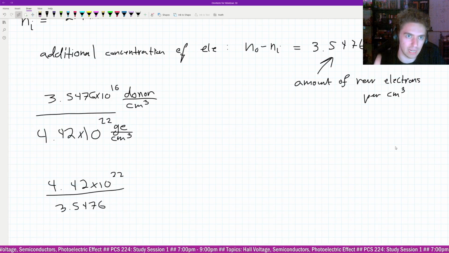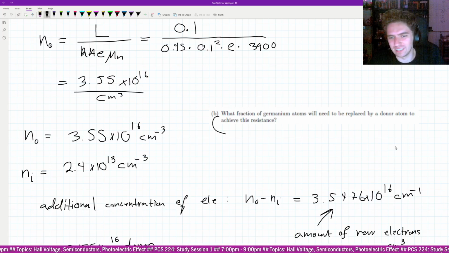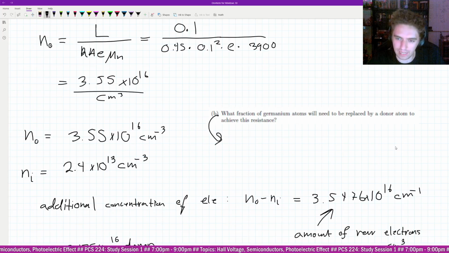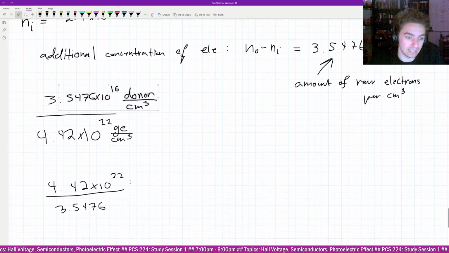But I guess we wanted germanium per donor. What's the original question? What fraction of germanium atoms will need to be replaced by donor atoms? That's kind of ambiguous, isn't it? It's a weird phrasing. So what is the fraction between the germanium atoms that are being replaced? So that's donor over germanium, right? Yeah, which is what we put, but the answer is the other way around.